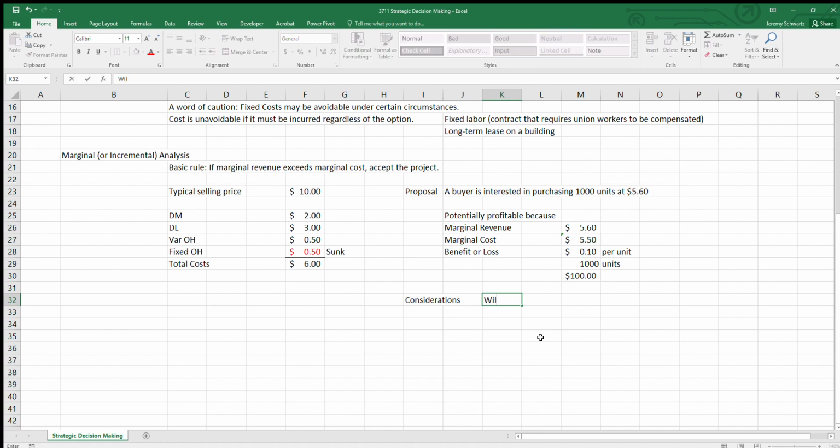Will the special order affect other sales? This is something that we definitely need to consider. What if this buyer takes our 1,000 units and then turns around and decides to sell it for $7 or $8? Now we're competing with ourselves. So this is something you might want to consider.